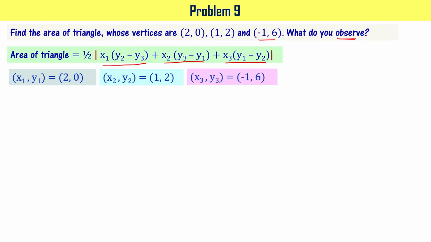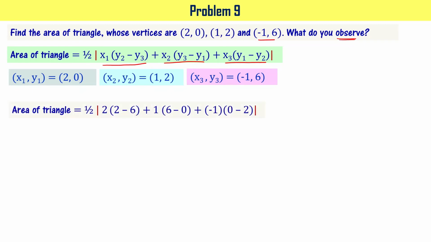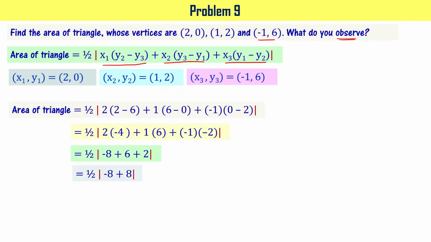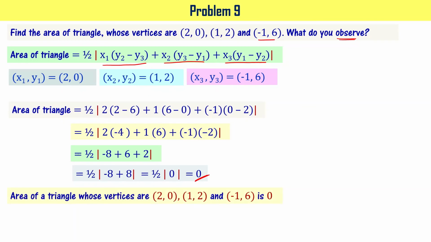Let's substitute these into the area of triangle formula such that we can get it as 0. So the answer, area of triangle, is 0. To answer the question, we can say that area of triangle whose vertices are (2, 0), (1, 2) and (-1, 6) is 0.